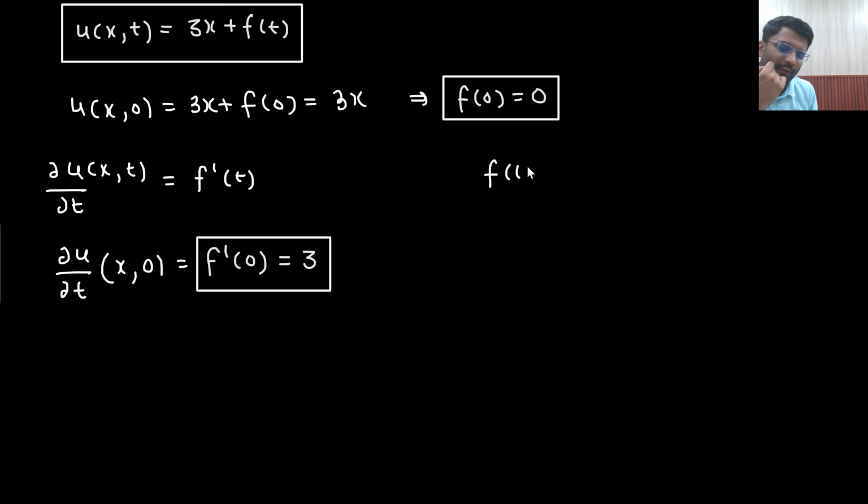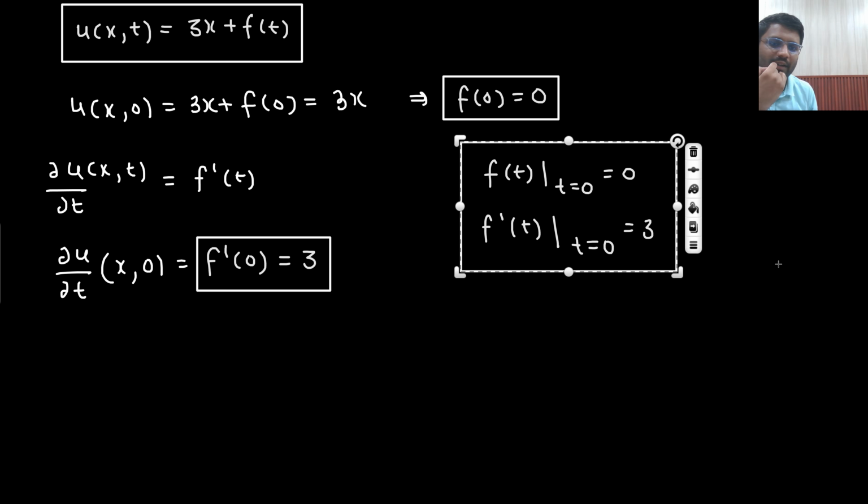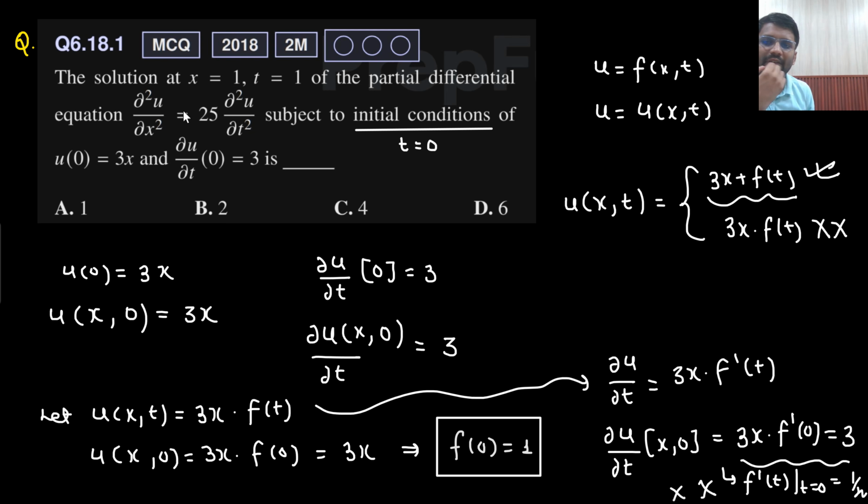That means your f of t at t equals 0 is coming out to be 0, and f dash t at t equals 0 is coming out to be 3. These are the two things that you are getting. Now what will I do? I will satisfy the equation.